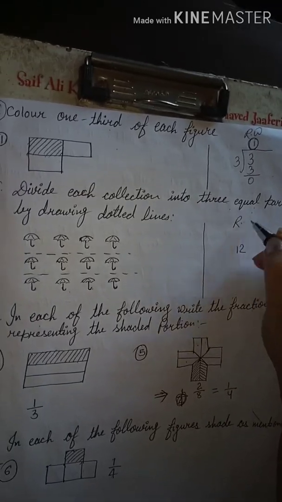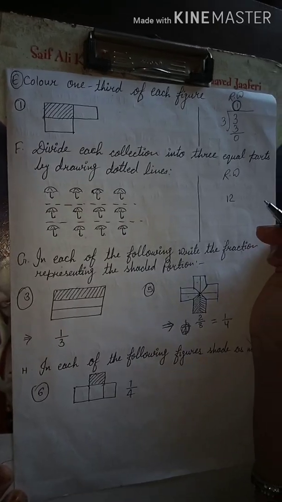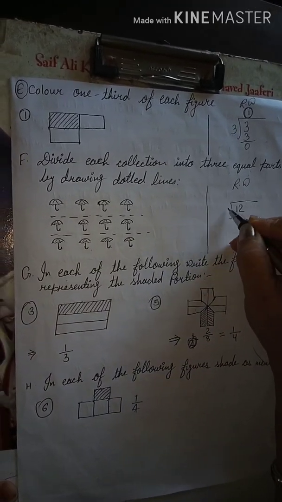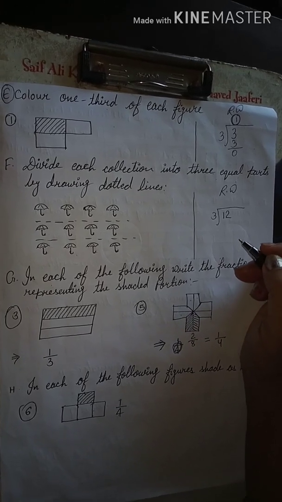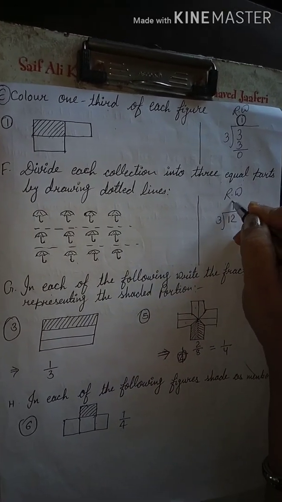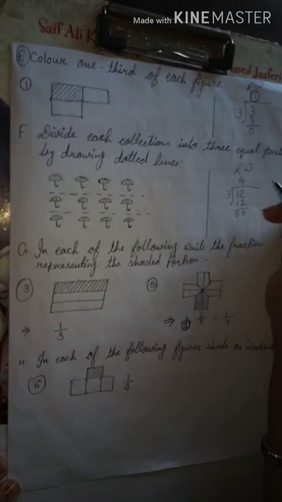Okay, this is rough work. How many parts? In 3 equal parts. So divided by which number? 3. 3 ones are 3, 3 twos are 6, 3 threes are 9, 3 fours are 12. So 3 fours are 12, 12 minus 12 is 0.